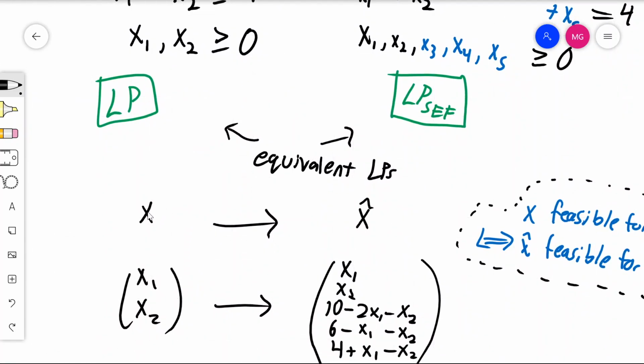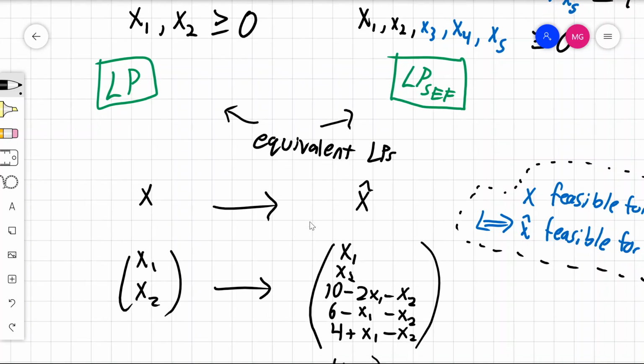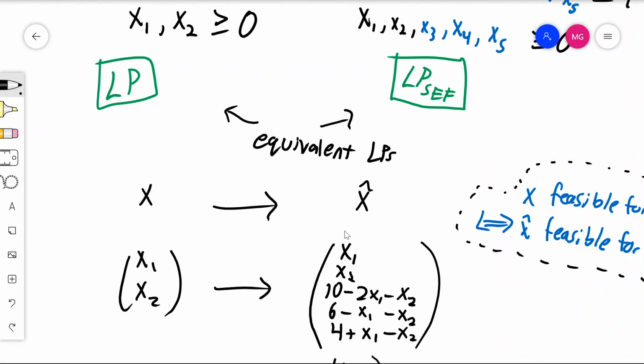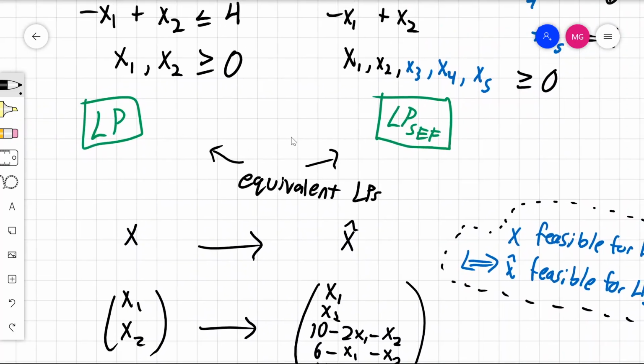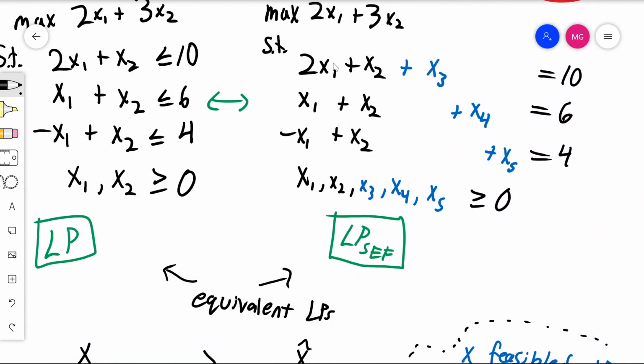So if I take a point x, which is x1, x2, we'll map it to x hat, just so it's not ambiguous what the x is. So x is just x1, x2. X hat will be all 5 coordinate points. So it's the first 2 points, x1, x2, and then there's x3, 4, and 5 as well. But we know what they have to be. Once we've decided what x1 and x2 are, then x3, x4, and x5 are just the variables that pick up the slack.